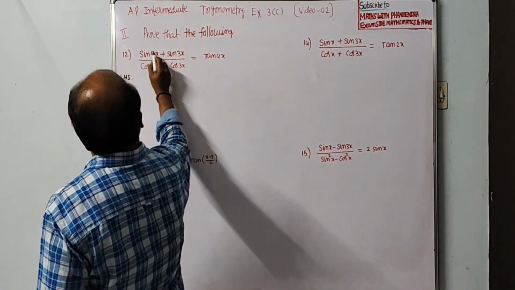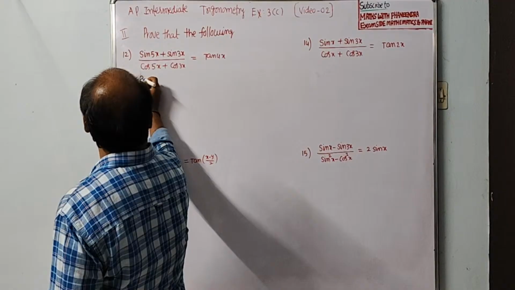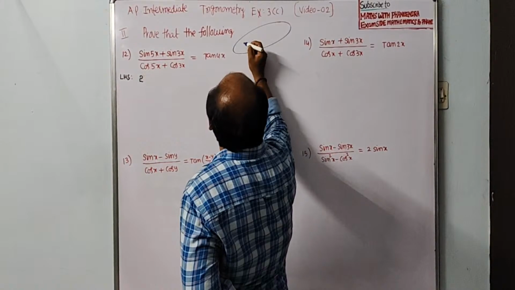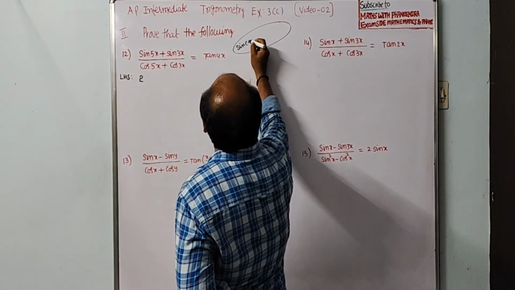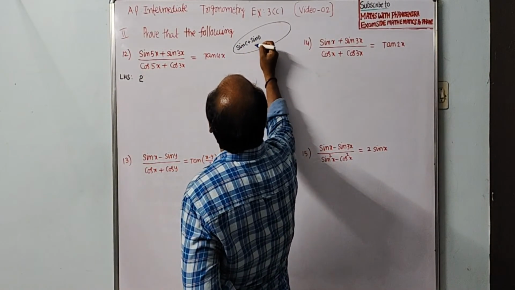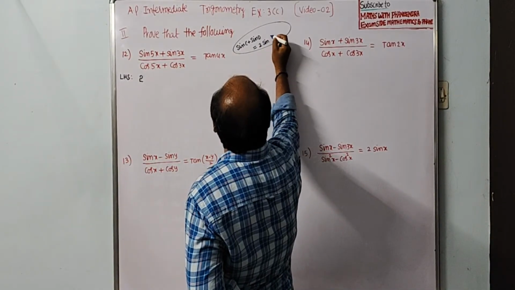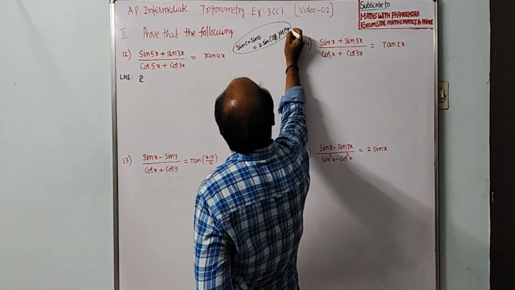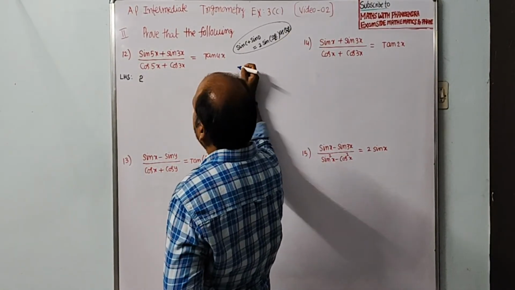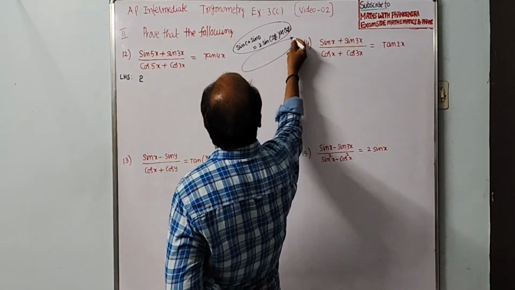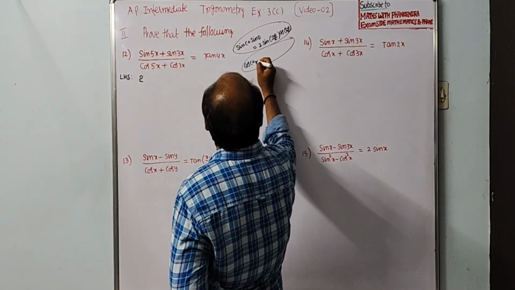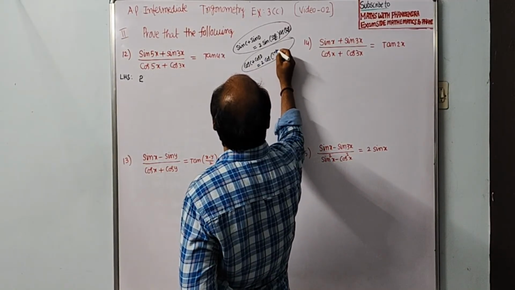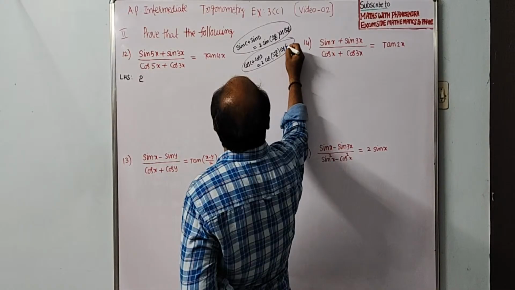LHS sin c plus sin d. Here I will write the formula: sin c plus sin d is 2 sin c plus d by 2 cos c minus d by 2. Similarly, cos c plus cos d, both cos will come: 2 cos c plus d by 2 cos c minus d by 2.